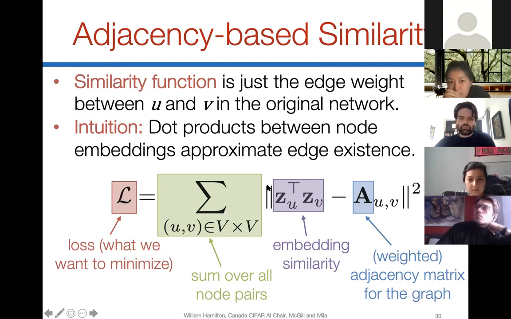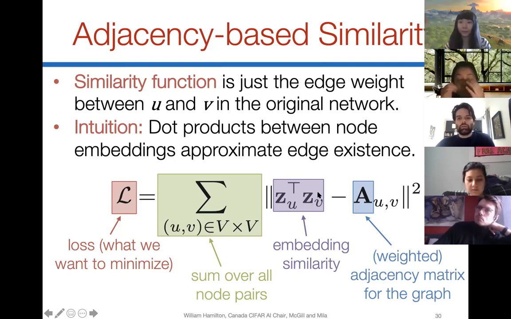And what I'm showing here is that we're taking the distance. So this is just the Euclidean distance between this dot product and the entry in the adjacency matrix. We're taking the square of it because that generally makes the math easier. And then we're summing over all pairs of nodes. So the loss, what we're trying to minimize when we optimize our node embeddings, is the sum over all pairs of nodes of the distance between the dot product of their node embeddings and their entry in the adjacency matrix.